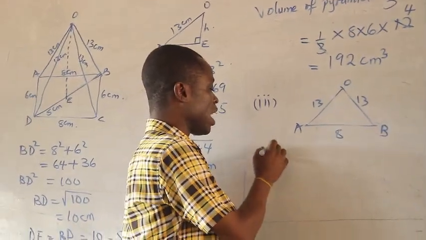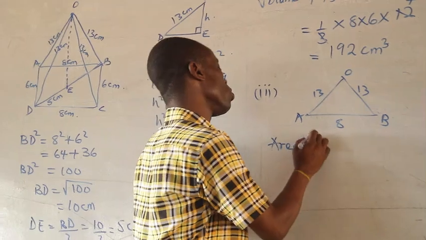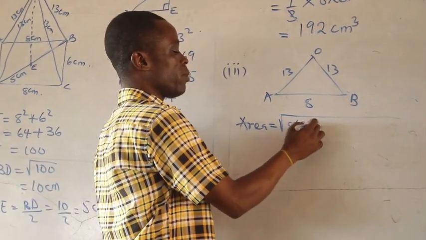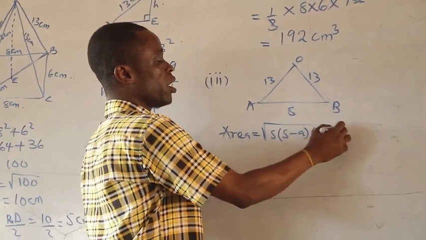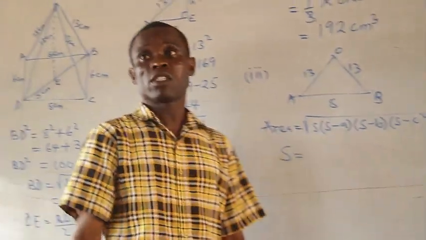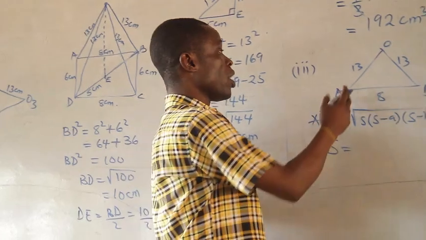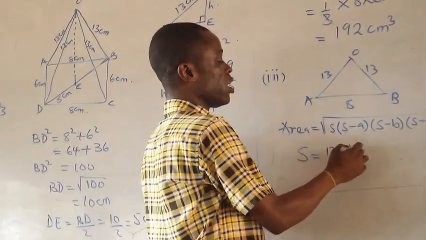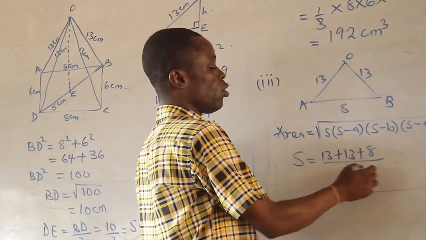Then let me first state that formula. Area equals the square root of S into S minus A, S minus B, and S minus C. Now where that S is called semi-perimeter. So we have 13 plus 13 plus 8, everything all over 2.